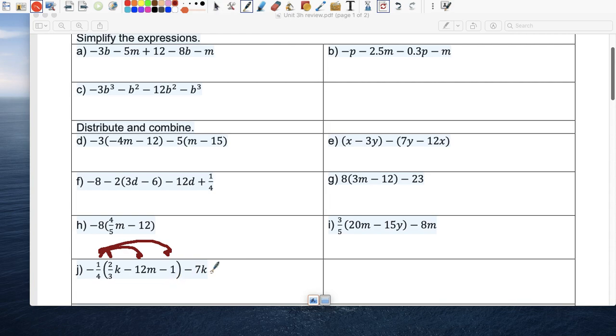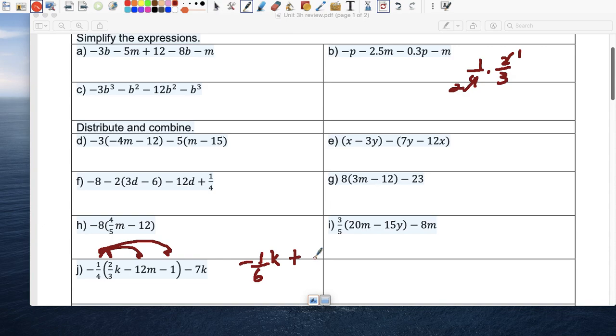So we multiply. Can I simplify? Yeah, I can simplify. So negative 1/4 times 2/3. I mean, you're going to have a calculator, so you can simplify. That becomes, so again, let me multiply. 1/4 times 2/3, 1 and 2. So that becomes negative 1 over 6k minus 1/4 times 12.